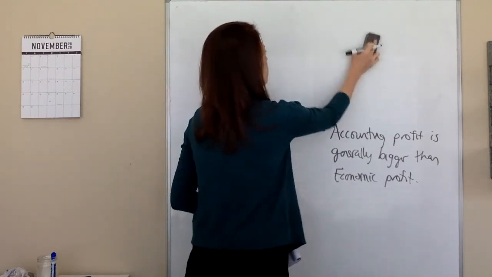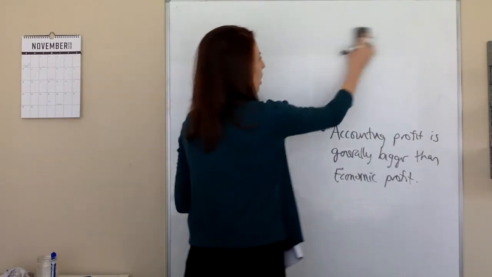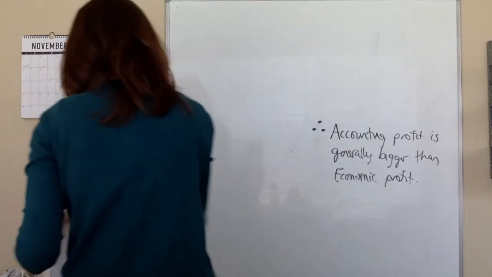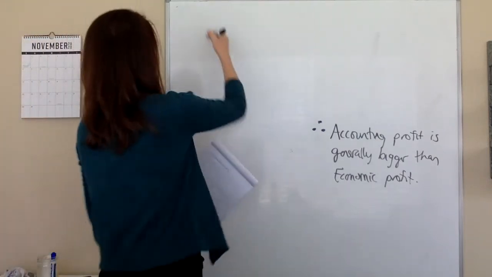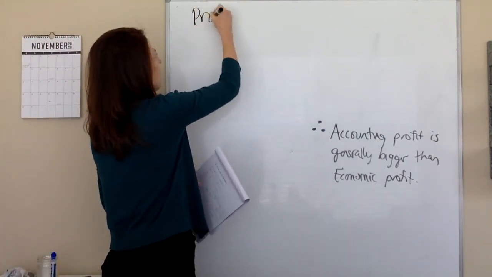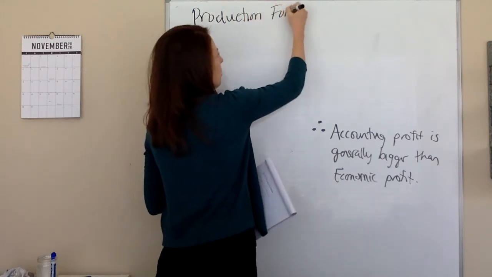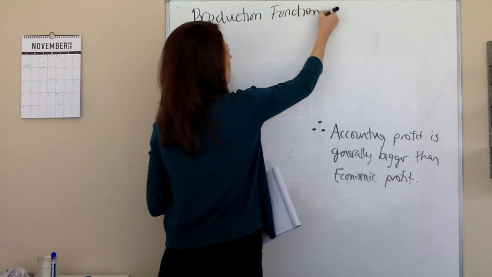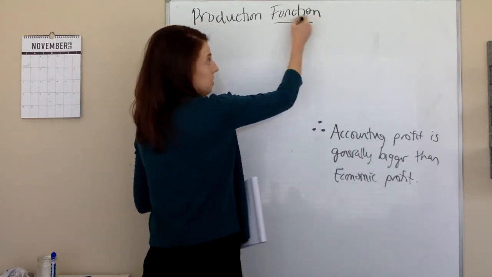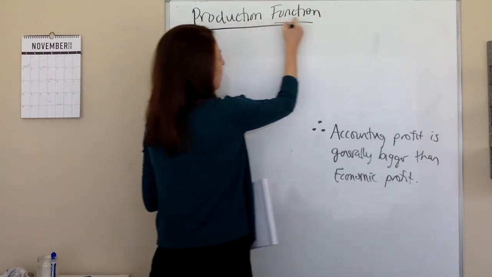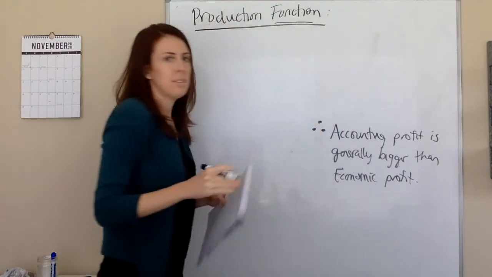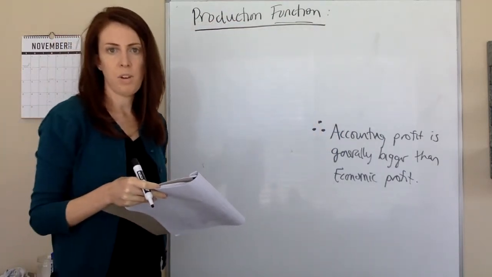Okay, the first kind of tool we're going to use when we're thinking about costs is something called a production function. Okay, what is a production function? A production function is, first of all, a function. So what is a function mathematically? A function represents relationships between different variables.